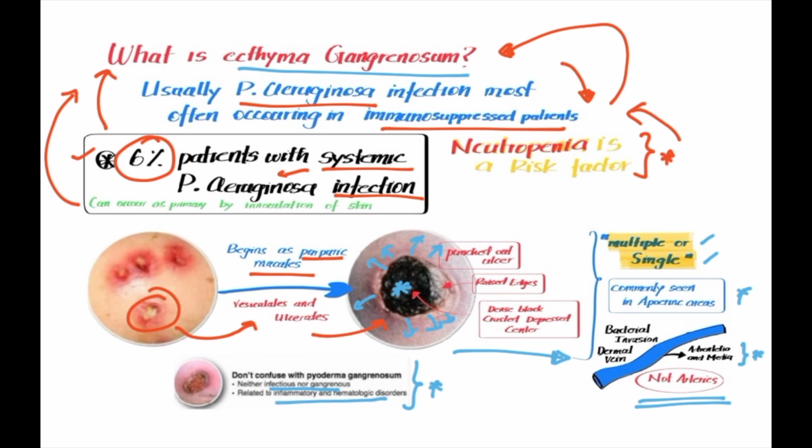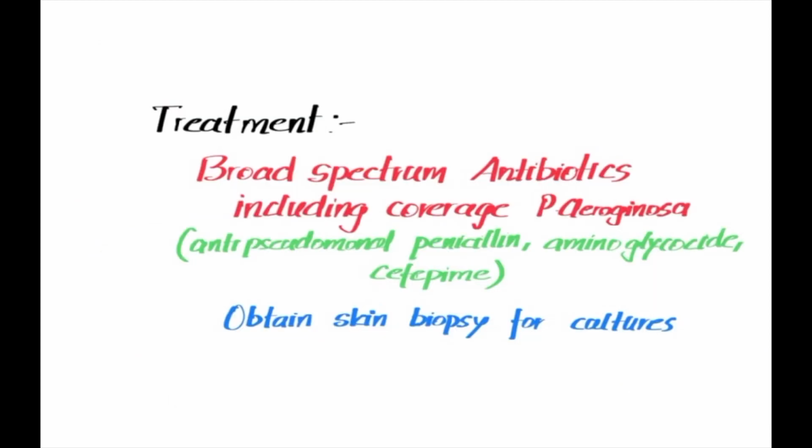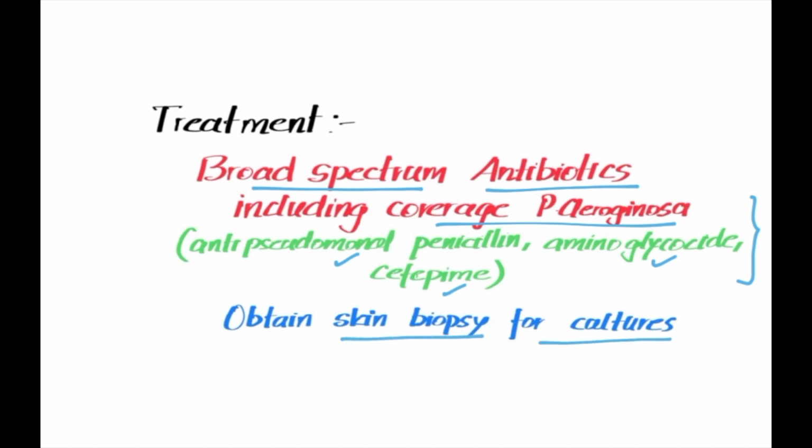So totally different phenomena. For the treatment option, we have to start broad spectrum antibiotics to treat this condition, including Pseudomonas coverage. So what are the antibiotics having Pseudomonas coverage? Anti-Pseudomonal penicillin, aminoglycoside, and cefepime we can use for ecthyma gangrenosum. It's always better to take a skin biopsy for culture before starting the antibiotic as well.